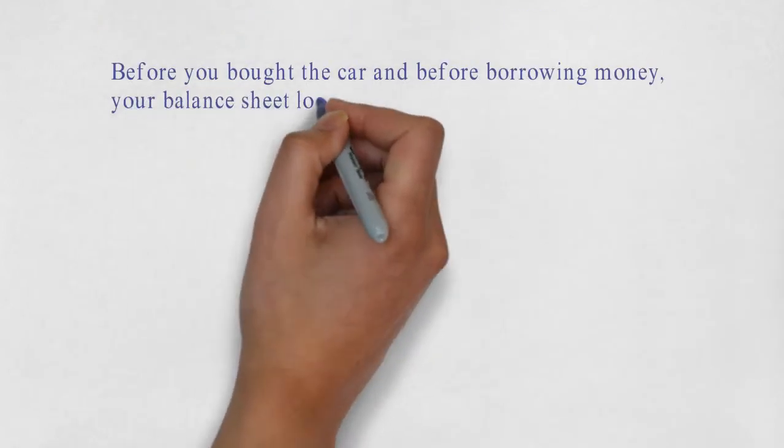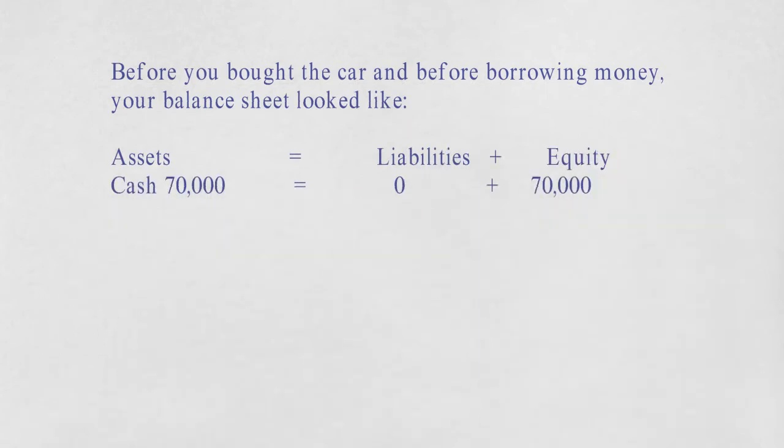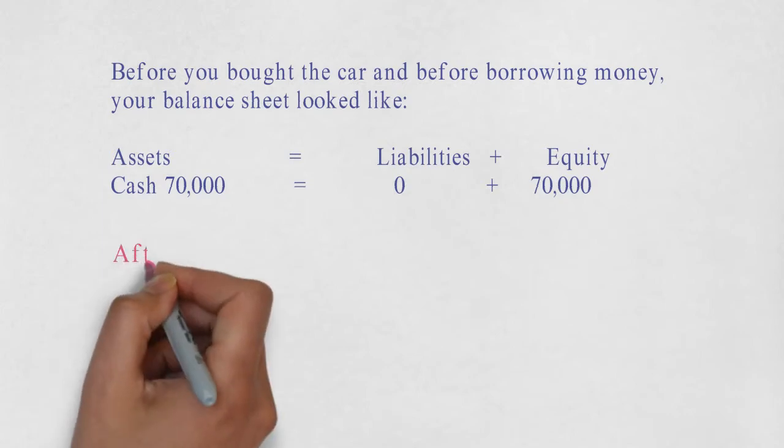Before you bought the car and before borrowing money, your balance sheet looked like this. You had $70,000 of cash, and we've agreed upon this, that this is an asset. So $70,000 worth of cash, and basically this cash is your own equity. You own this cash. So 70,000 would also be equity. Your liabilities were zero. You didn't owe money to anybody.